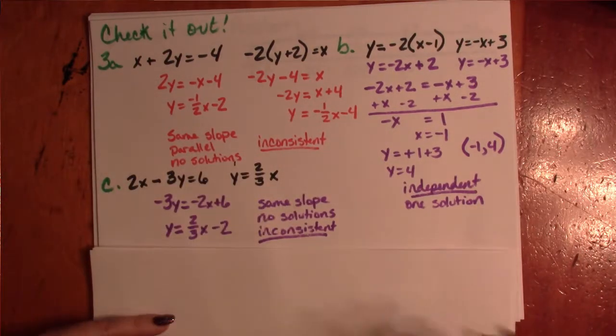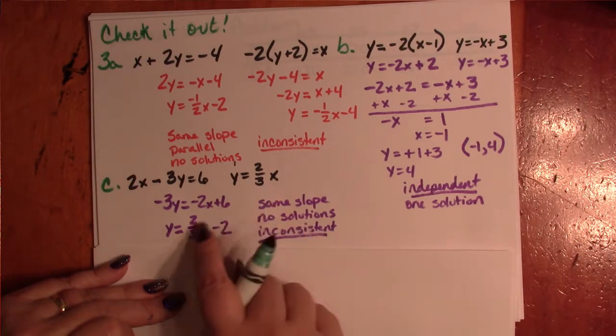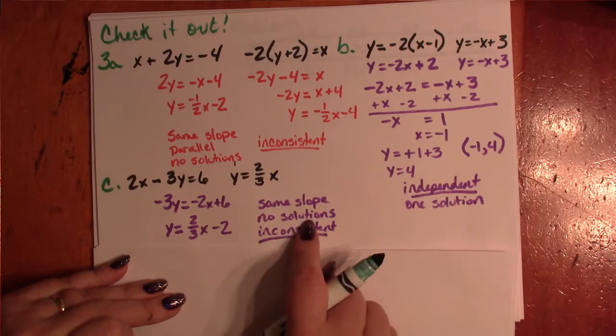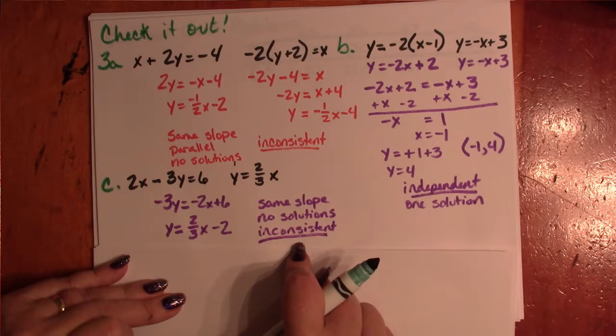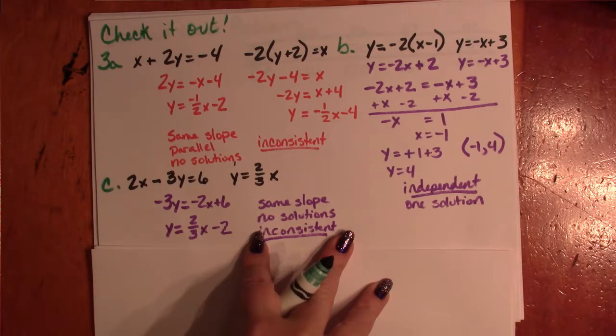And with c, I have y equals 2/3 x minus 2 and y equals 2/3 x. They have the same slope, but different y-intercepts. There's no solution. This is inconsistent. So what they didn't give you here is a set of the same line. So I'm hoping you'll easily see that when you hit that in homework.